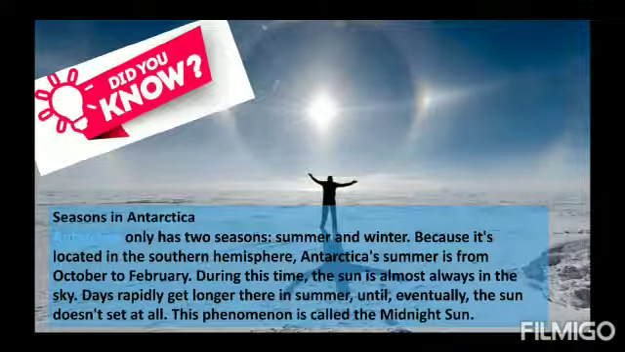Students, here is an additional interesting piece of information regarding seasons in Antarctica. Antarctica has only two seasons, summer and winter. Because it's located in the southern hemisphere, Antarctica's summer is from October to February. During this time, the sun is almost always in the sky. Days rapidly get longer there in summer until eventually the sun does not set at all. This phenomenon is called the midnight sun.